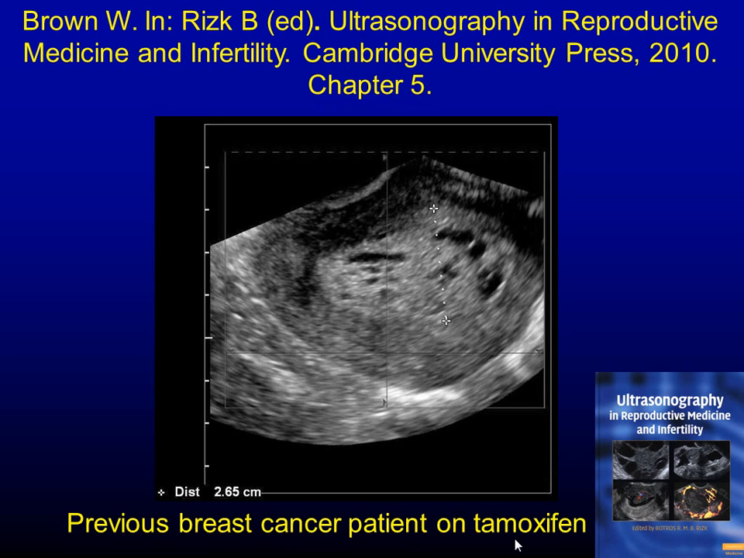So one of the problems with tamoxifen is that it is sub-endometrial. This is not in the endometrium.